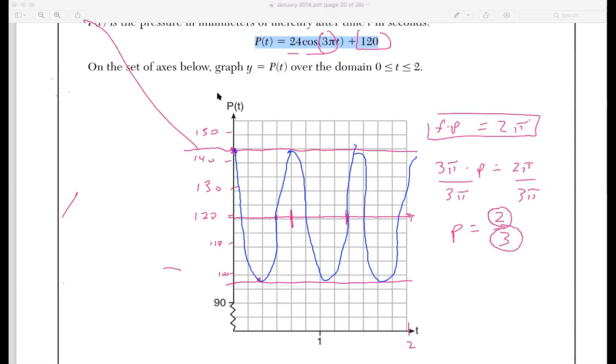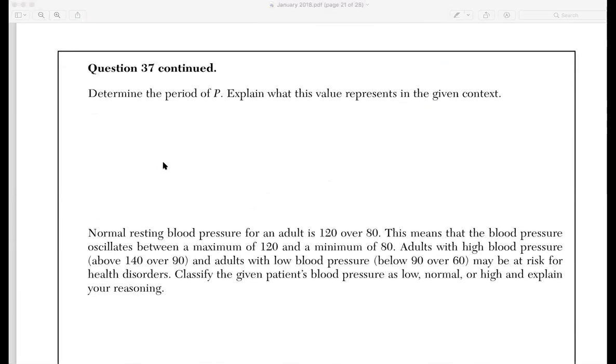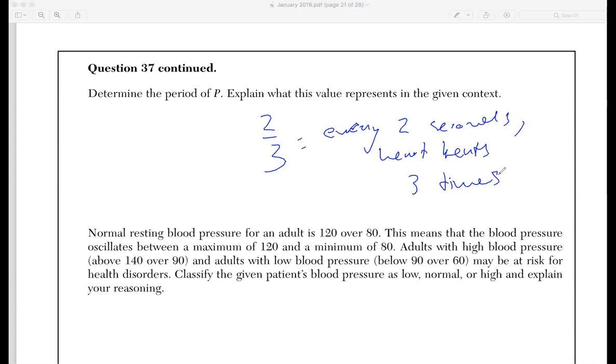There's a lot of really good Delta Math stuff that just has you practicing graphing these. And then it says over here, determine the period. I determined earlier that the period for this P was 2/3. That means that every 2 seconds, the heart, I guess, beats 3 times, something like that.